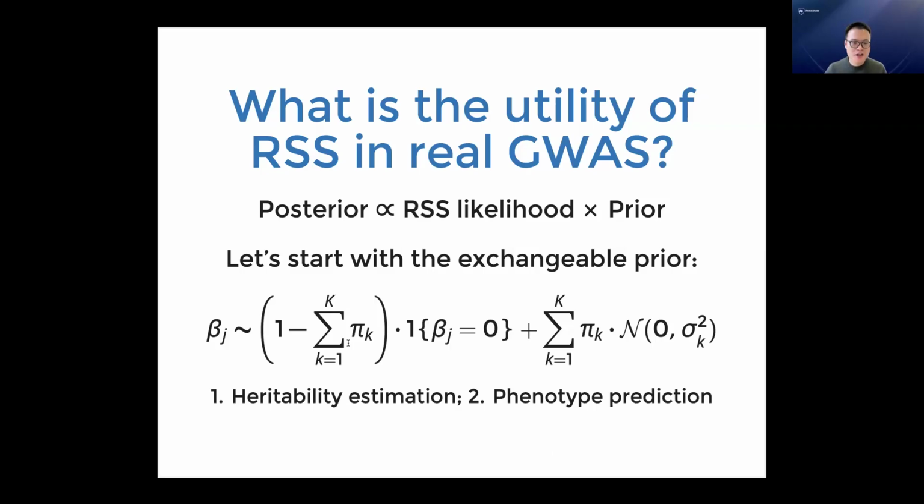And these two applications are based on this exchangeable prior, which is a mixture of a point mass at 0 and a bunch of normals with mean 0. I'm calling this an exchangeable prior in the sense that all the SNPs have essentially the same prior distribution, and there's no difference among SNPs in terms of their prior. So it's a simpler model to begin with.